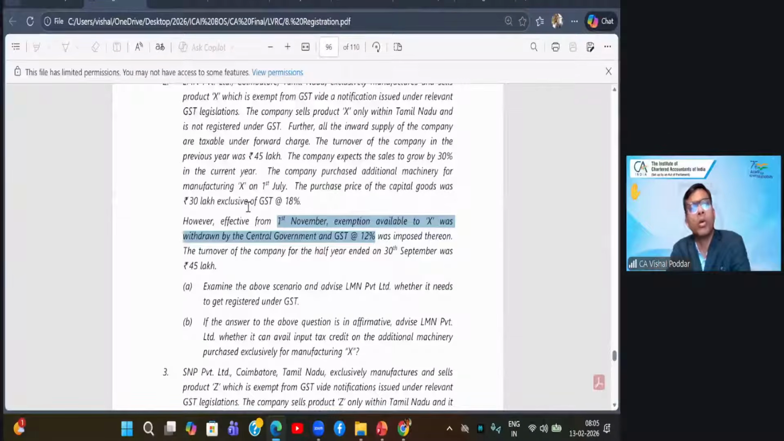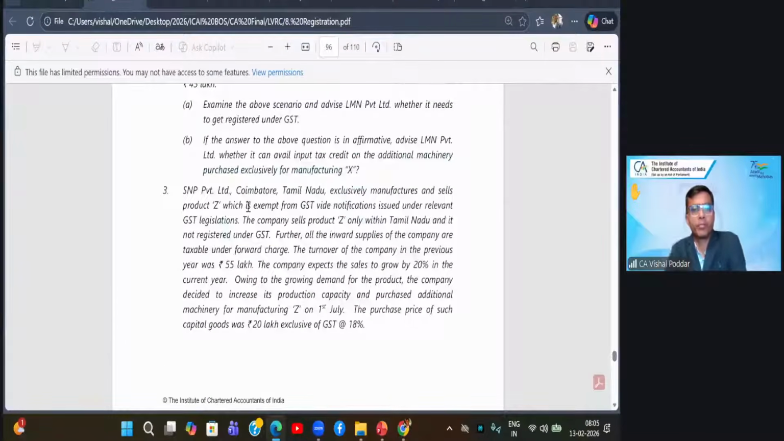After you overcome 24, not fitting in 24, then only you will see turnover. Till then, no need to see turnover. Because even if, let us say, the turnover is 5 lakhs, but you are covered in one of the transactions of 24, you'll still have to compulsorily register. Am I clear? Yes, sir. Perfect.